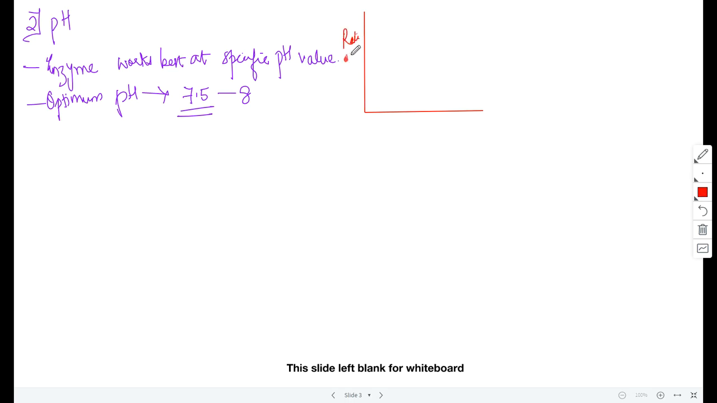Here will be the rate of enzyme, and here pH, and this will be pH 8. This is my optimum pH. So when it is going more than 8, moving toward the base side, what is going to happen? It is going to denature itself.